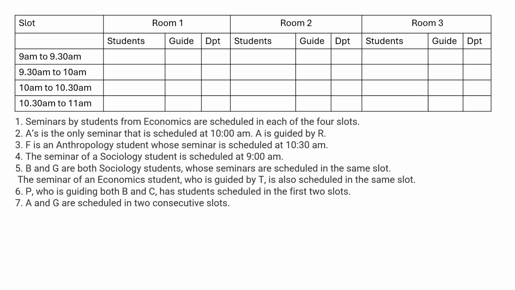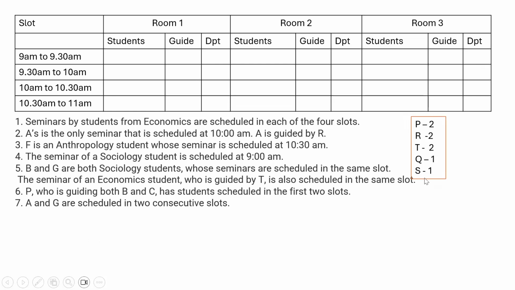Room is one constraint. Then there are students, guide and department, and four slots. So this is what the table can look like, right? Now we will read each additional piece of information one by one, and we'll try to fill out this table as much as we can. But first, just capture whatever we know.